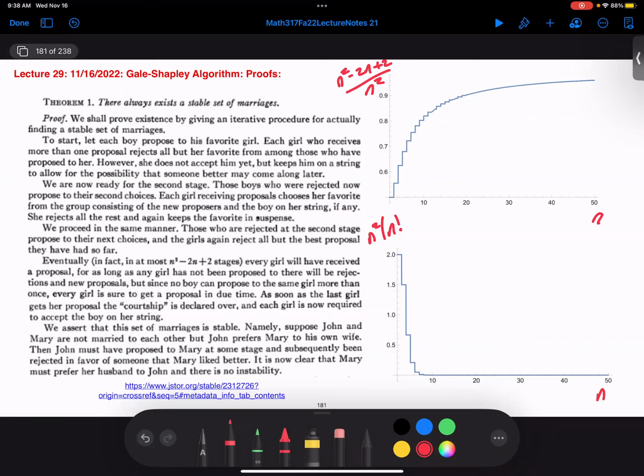Now, in practice, you run the algorithm and it's never as bad as n squared minus n plus 1. So this is a big difference between the bounds that you theoretically prove and the bounds that are actually realized. Just because they say it takes at most n squared minus 2n plus 2 stages doesn't mean that it actually takes that many stages.